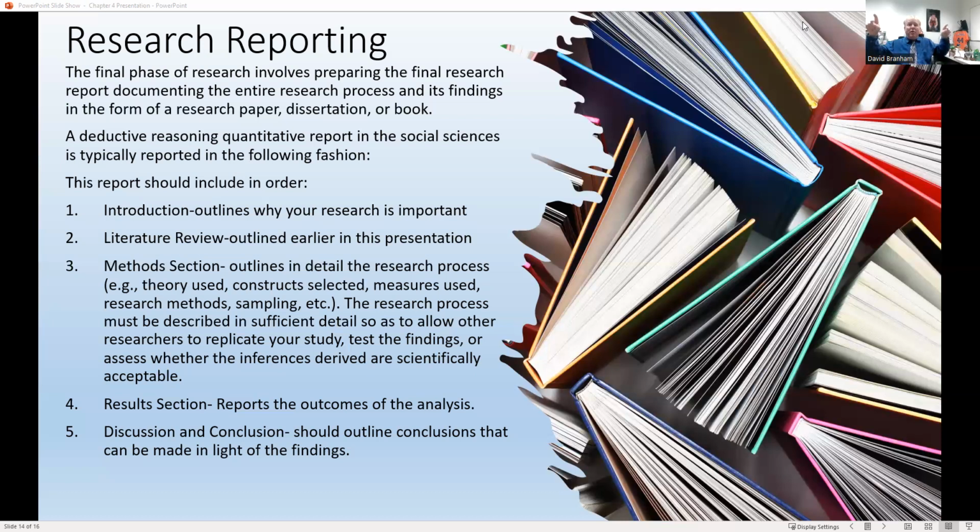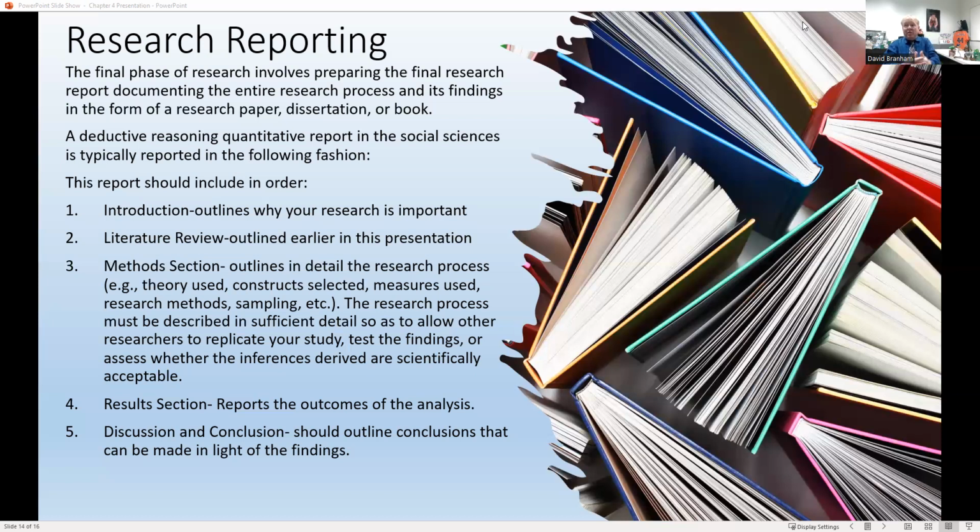You make it where a person can just read this section and replicate your study. They can see every step that you've done. They can test the findings. They can assess whether the inferences you derived were scientifically acceptable. It's important that there's complete transparency in the method section.